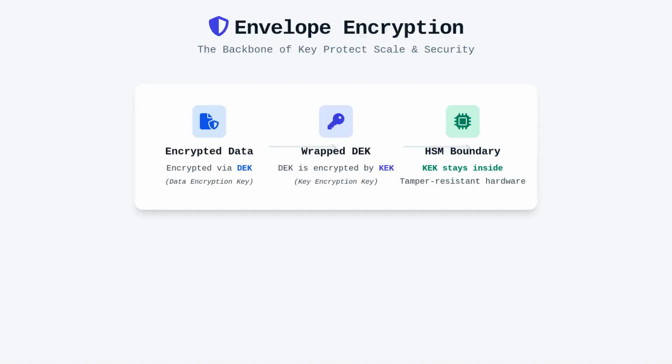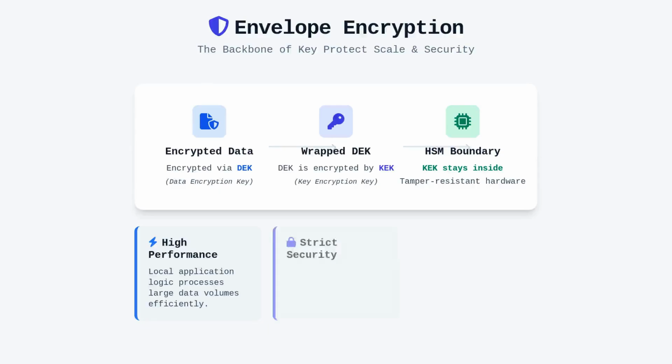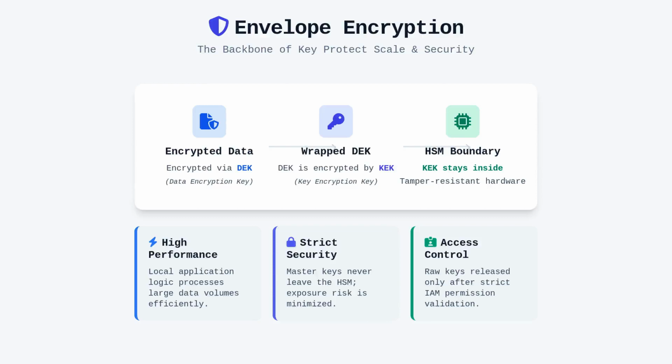When your application needs to access the data, it sends the wrapped DEK to Key Protect, which decrypts it, and sends the raw key back only if the application has the appropriate IAM permissions. This strategy allows for high-performance encryption operations where large volumes of data can be processed by local application logic while the master key material remains strictly protected. Because the KEK never leaves the hardware boundary, the risk of interception or accidental exposure is inherently minimized. This architectural pattern is widely recognized as the industry standard for cloud-native applications, providing a robust and dependable way to maintain control over your data while leveraging the elastic nature of cloud storage services.